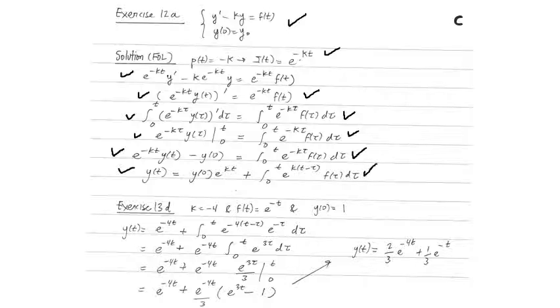And so you should end up with something like that if you try solving that problem using a Laplace transform technique. And exercise 13D is a typical application of that type of formula. It fits the form of exercise 12A where k is -4 and your right hand side function is e to the minus t and y of 0 is 1.